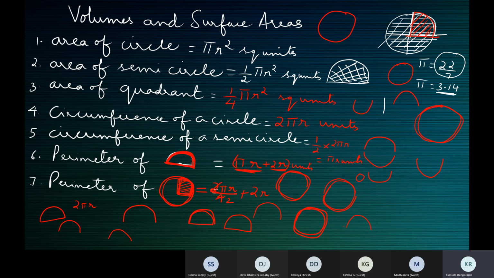R plus r, 2r. 2r here is not the diameter. There is no diameter here in the quadrant. It's the radius 2 times. So the perimeter is pi r by 2 plus 2r.